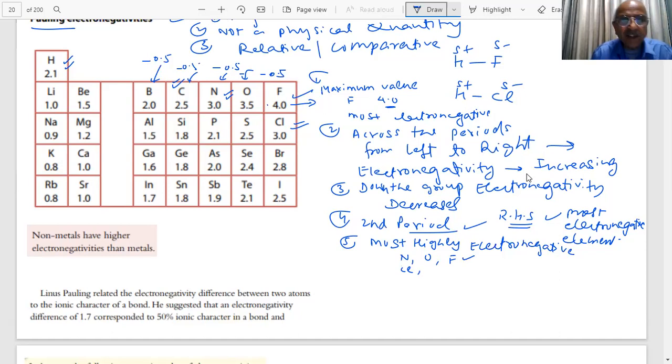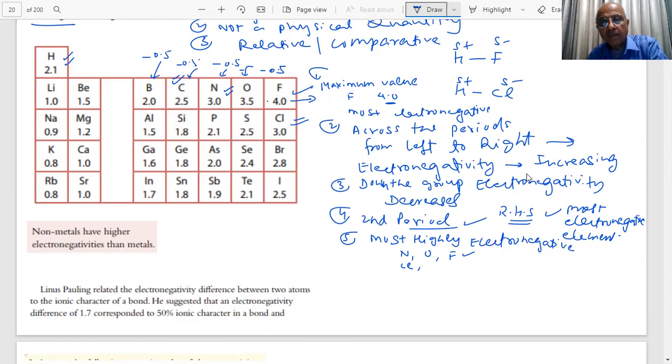So the electronegativity increases as you move towards the fluorine, student, and decreases as you come down the group. So this will help us, student, in identifying the nature of the polar bonds which will be formed. The polar bonds will be formed, and it was Linus Pauling who developed this scale. And Linus Pauling related the electronegativity difference between two atoms to the ionic character of the bond.